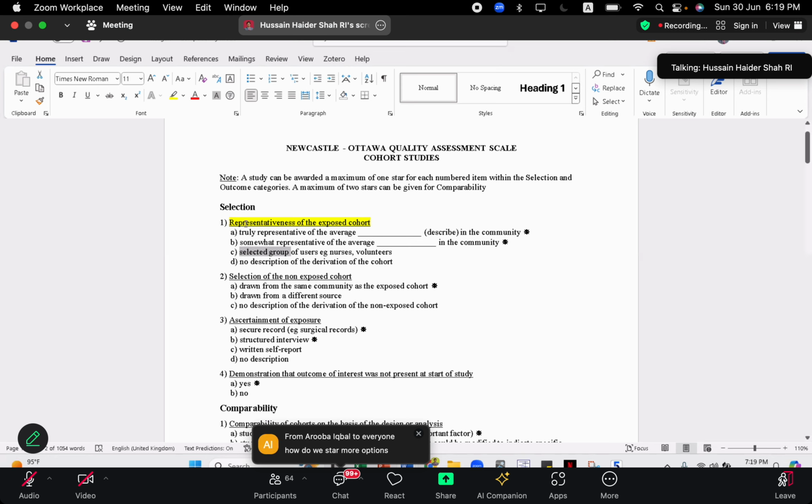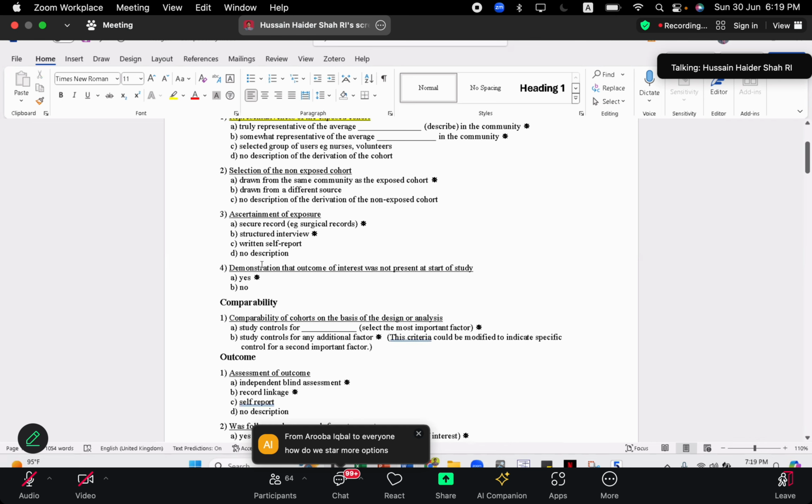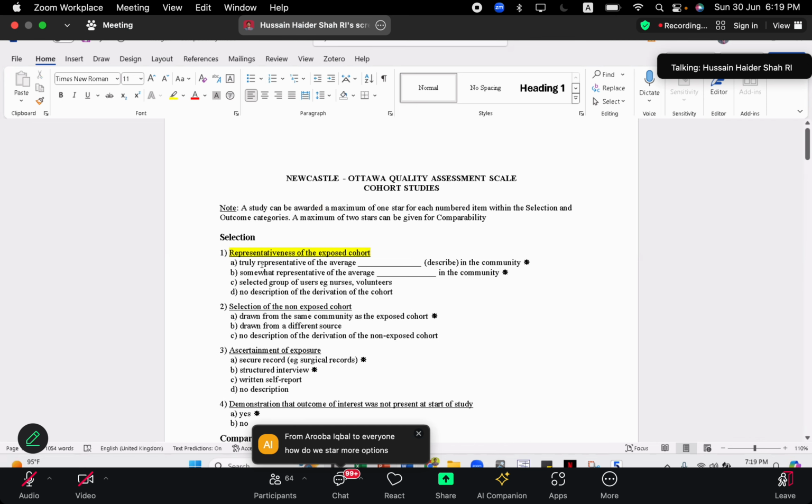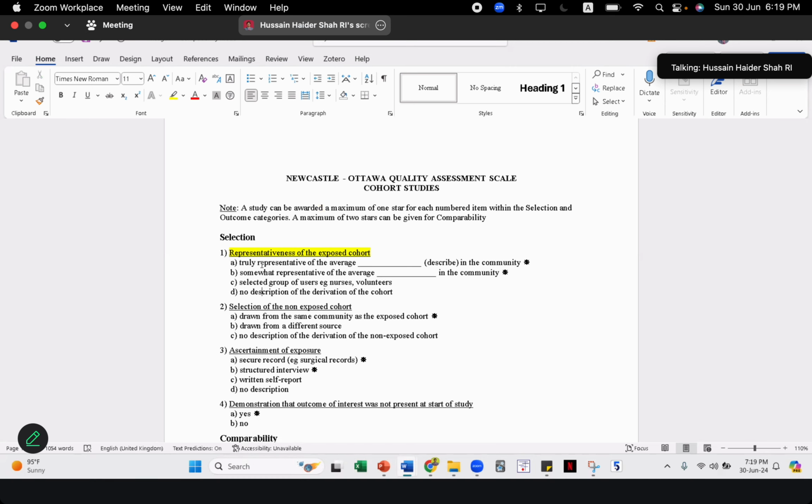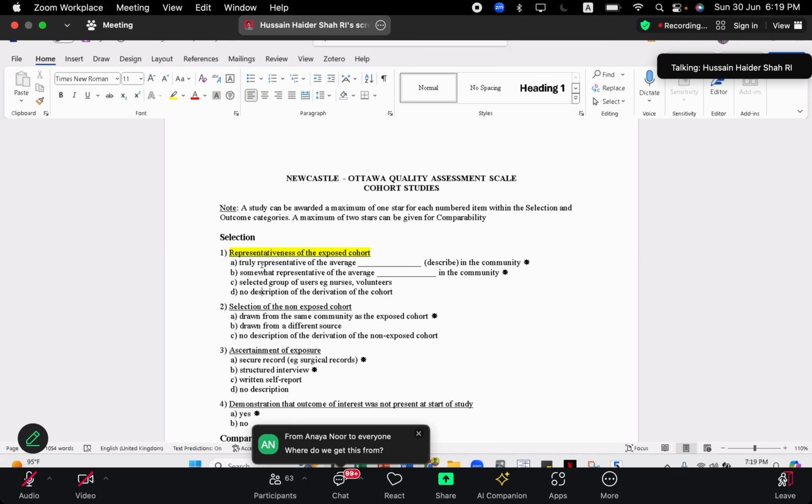How do we star the options? We go through each of these 10 questions. If the article is addressing 5 questions, we give it 5 stars. If the article is addressing 10 questions, we give it 10 stars. The more stars, the less bias and the better the article. Where do we get this from? We download it from the internet. We'll share the PDF files and the Word documents.